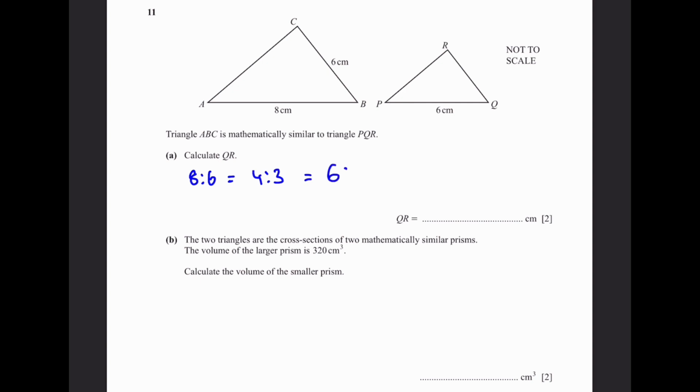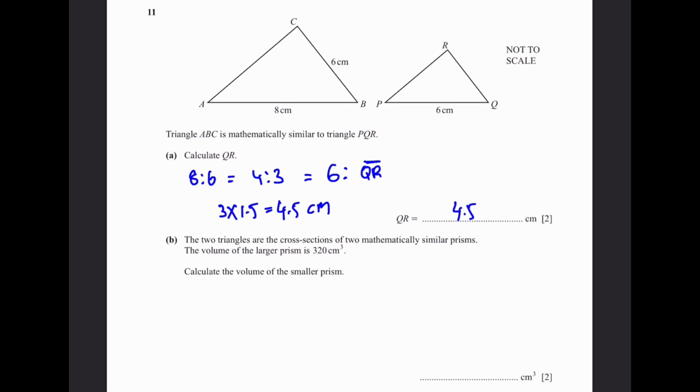So we can find out QR using the ratio which we just found. 4:3 is equal to 6 is to QR's length. So 4 into what is 6? We need to multiply by 1.5, right? So we need to multiply 3 into 1.5 as well. So 3 into 1.5 is equal to 4.5 centimeters. And that's the length of QR.